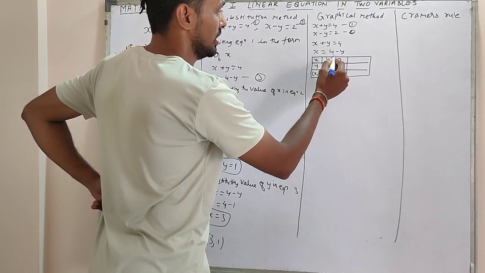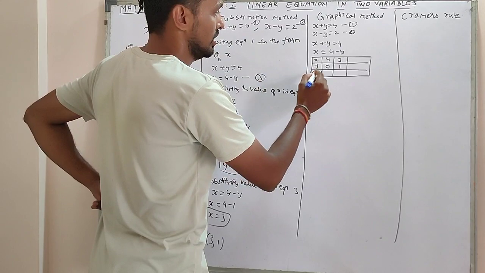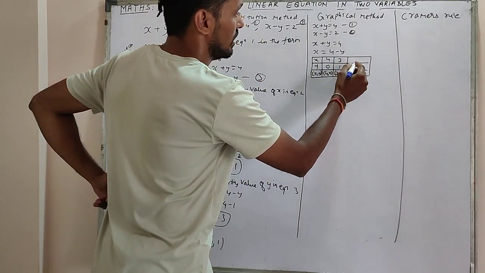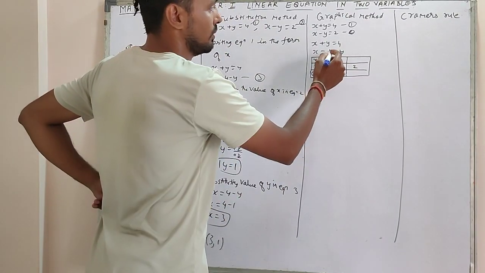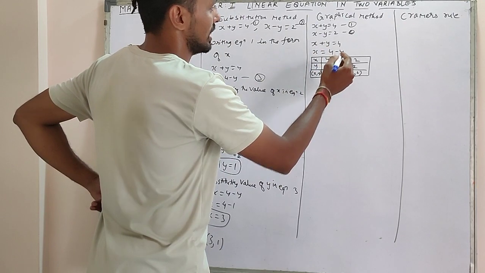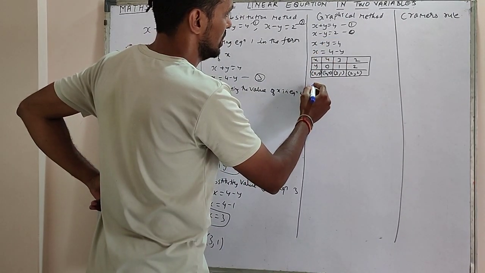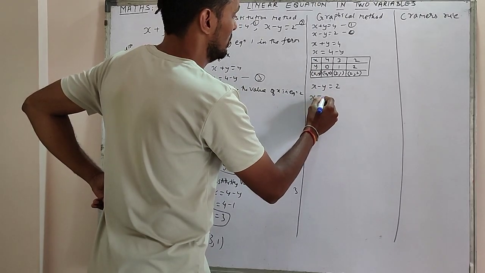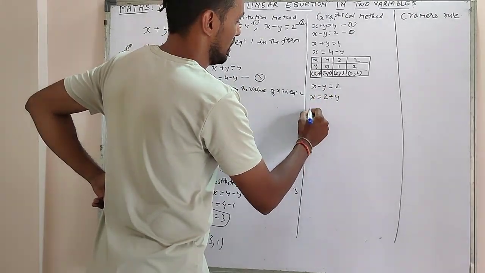So that will be 3. 4 minus 1 will give us 3. I write down the values 4 and 0, 3 and 1. What will I take? I will take it as 2. What will be 4 minus 2? It will be 2. So this is 2 and 2. I will go with the second equation now. X minus y is equal to 2. Writing it in the simpler form, x is equal to 2 plus y.